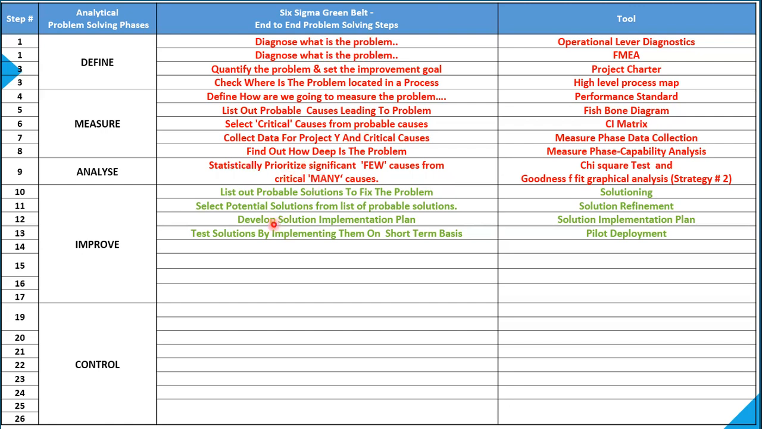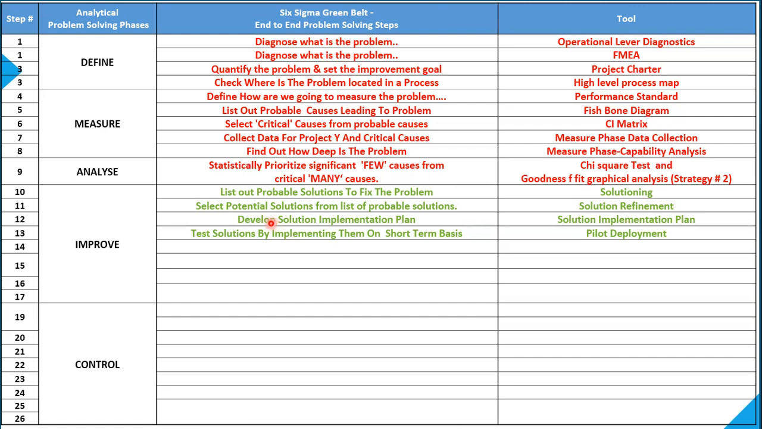Now we are about to enter the improve phase, where let's understand what we have right now with us. Right now, we have statistically significant causes. Now we want to solve the problem. What are we supposed to do? It's quite logical. We're supposed to find out the solutions for the given causes, right? We need to fix them.